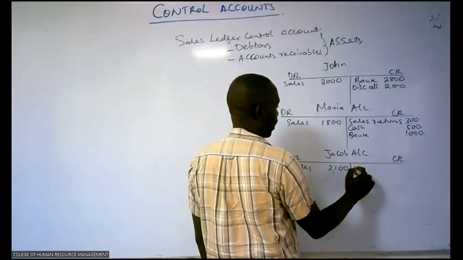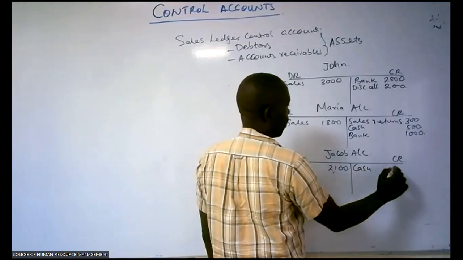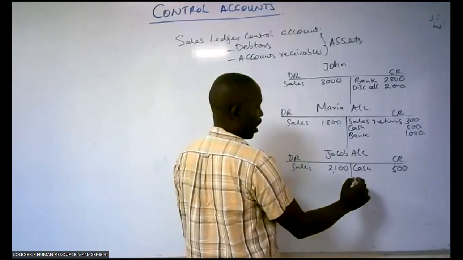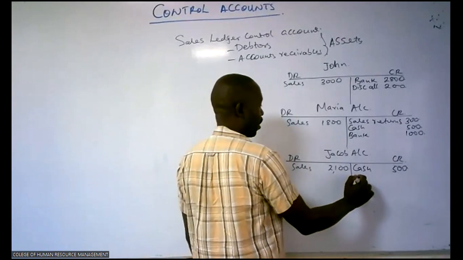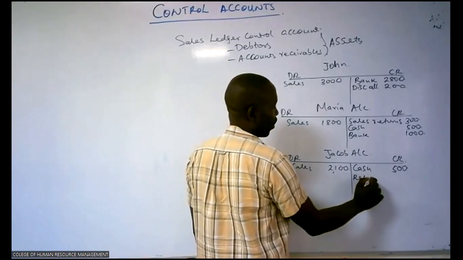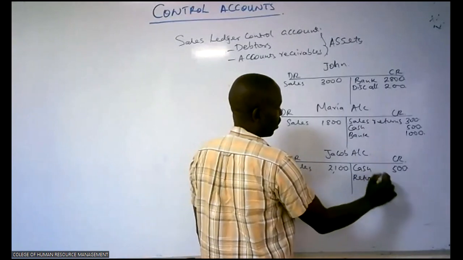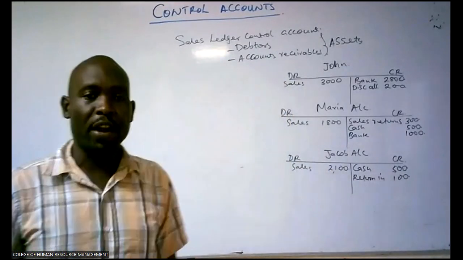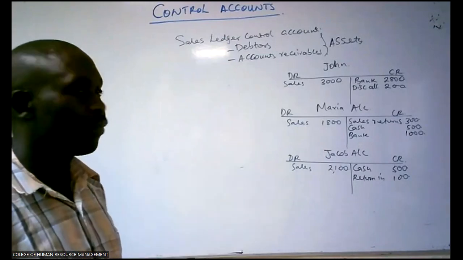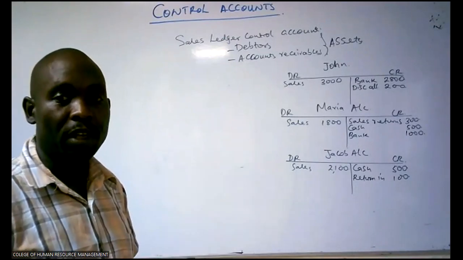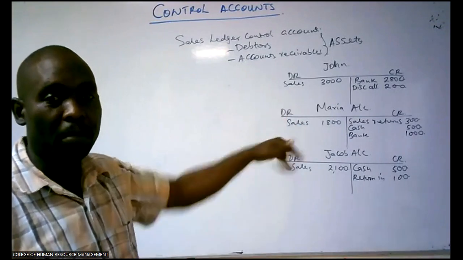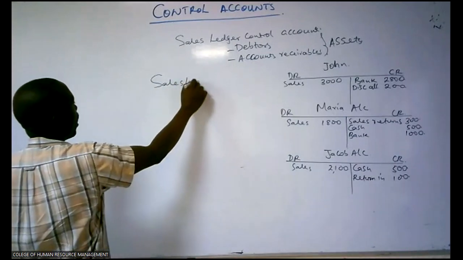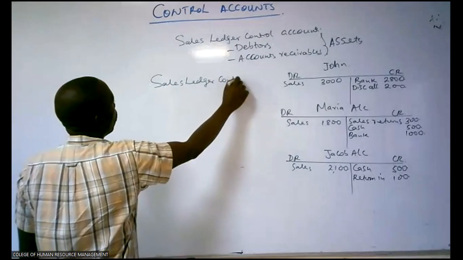Then on another date, maybe this one is on Jacob. He pays by cash, maybe 500. And then we also have return inwards of 100, like that. Maybe the person has not cleared. If you are told to prepare the sales ledger control account from these debtors, what you will do is to have that one account, sales ledger control.